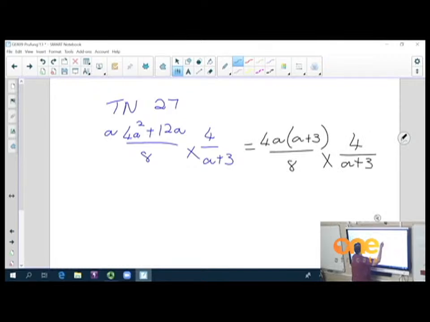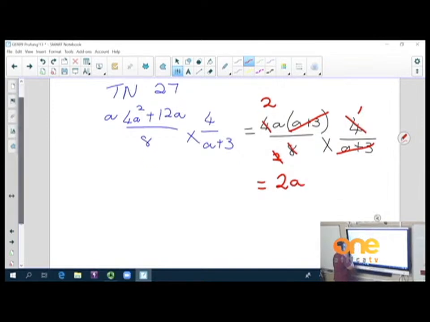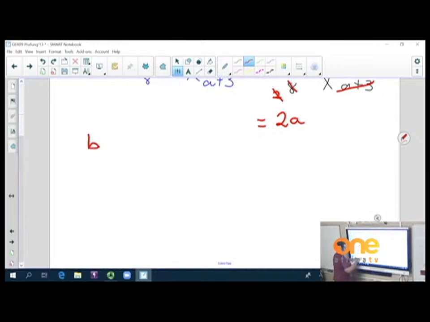Now I have multiplication. Now everything is multiplication. So the 4 divides into the 8 twice. The 2 divides into the 4 twice. So the number that I have is a 2. This a plus 3, that whole bracket is cancelled with a whole bracket there. So this one's answer is 2a.